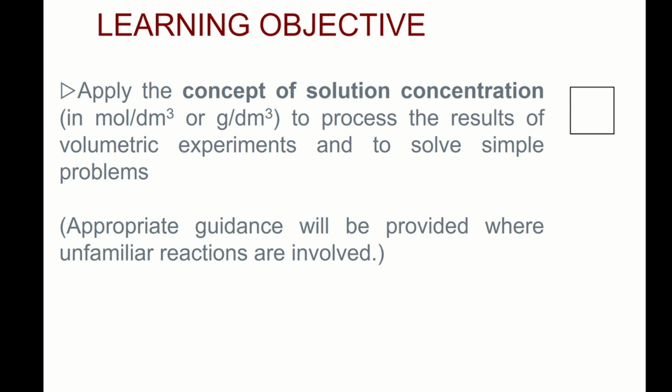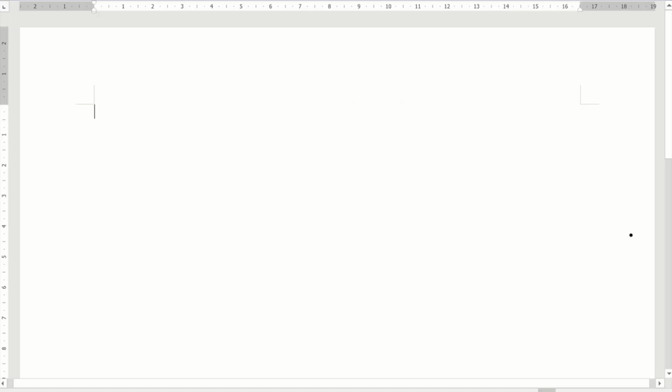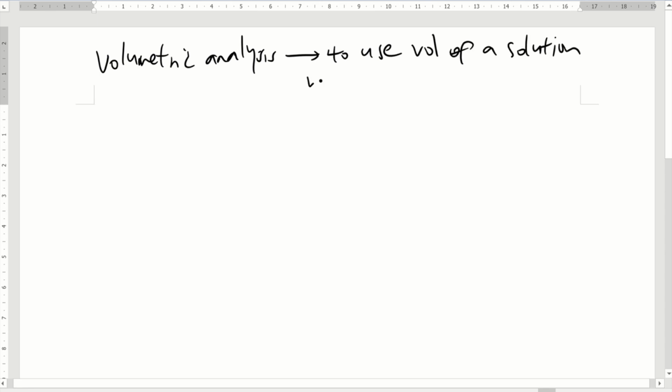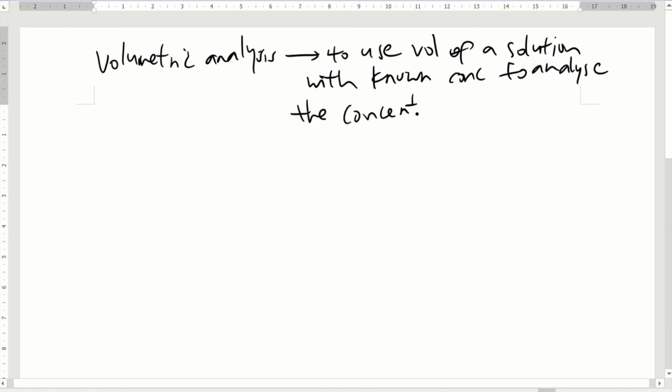Since we are using volume to analyze, we are not looking at gases. We are looking at the volume of solutions and they are in aqueous state. So when they are in aqueous state, let's recap this portion here: concentration of solution. So what is volumetric analysis? Volumetric analysis is to use the volume of a solution with known concentration to analyze the concentration of another solution.